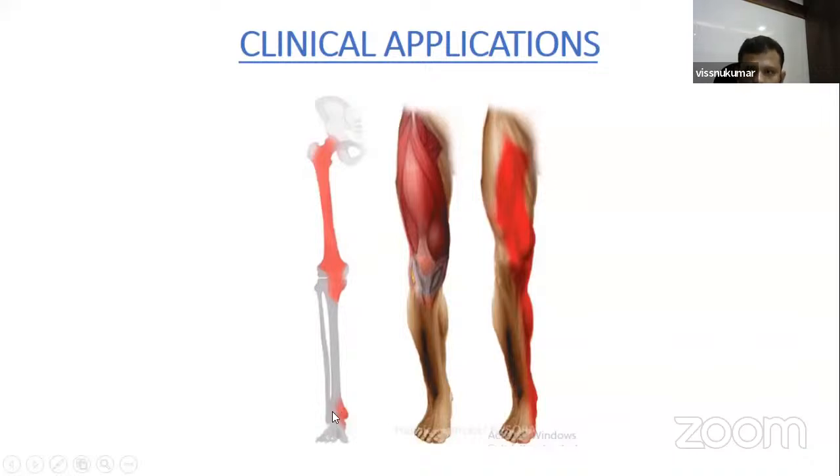Okay, but nowadays with the advancement, we are doing other blocks like the PENG block, which is effective for hip fracture analgesia, all these things. And these are the myotomes involved. Myotomes means muscles, basically rectus femoris, vastus lateralis, vastus medialis, sartorius, and adductor muscles. Okay, and this is the dermatome involved.